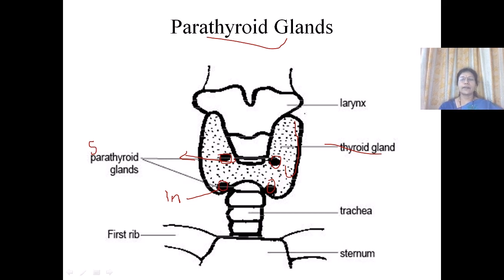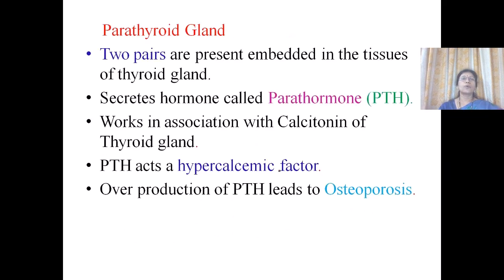Parathyroid glands secrete a single peptide hormone called parathormone, abbreviated as PTH. This hormone works in association with the calcitonin hormone of the thyroid gland. Parathormone regulates the calcium ion levels in the blood.